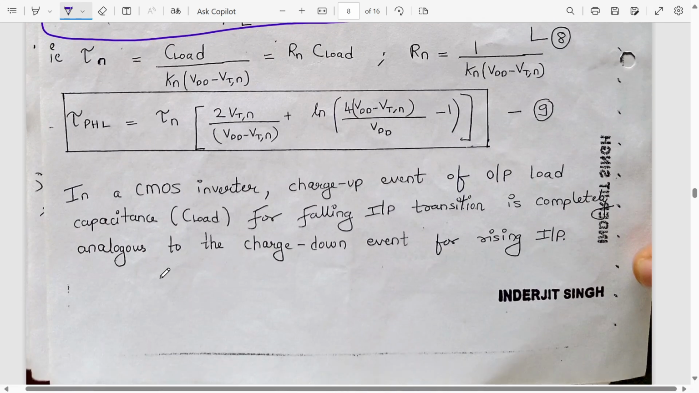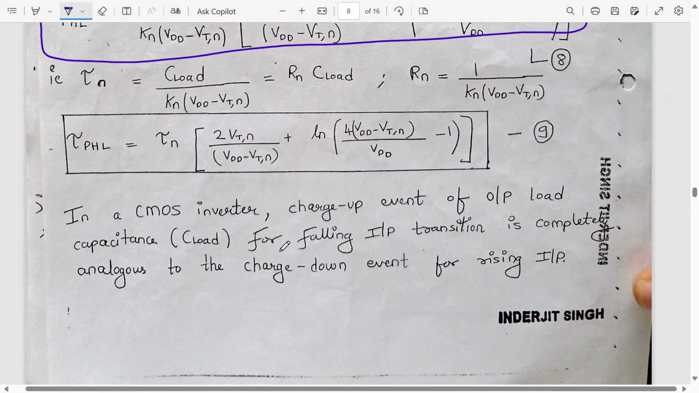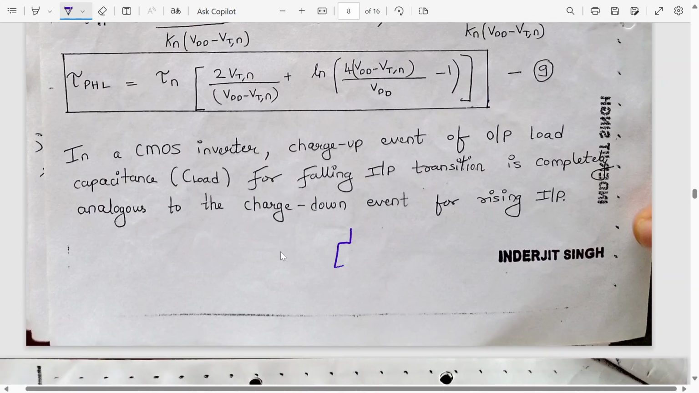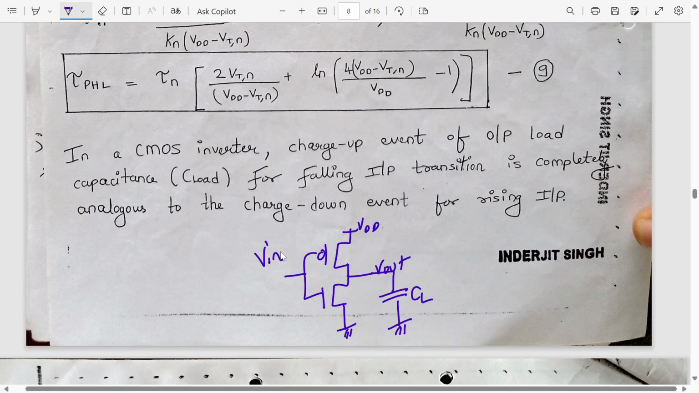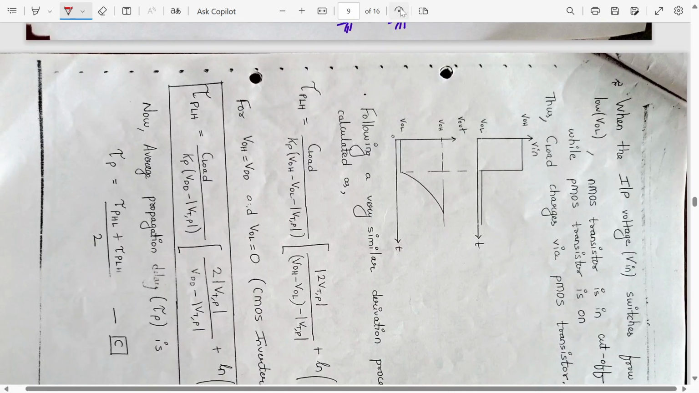So in a CMOS, this is the charge down event, that is when this NMOS is discharging. Okay, exactly in the same fashion, the PMOS will be charging. So if we have a CMOS inverter, Vin, Vout, we have a capacitor. So now we are considering the charge up event. So in that case, the PMOS transistor will be considered. Okay. So the charge up event is completely analogous to the charge down event. Okay. So here I guess I have to rotate.